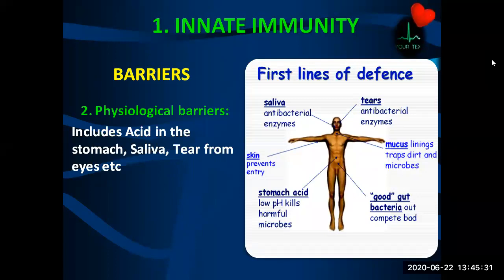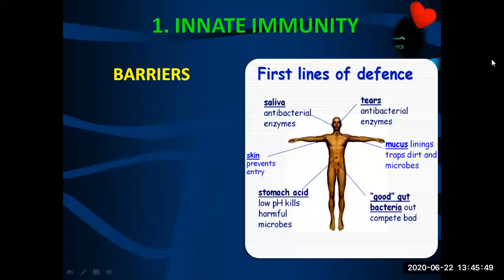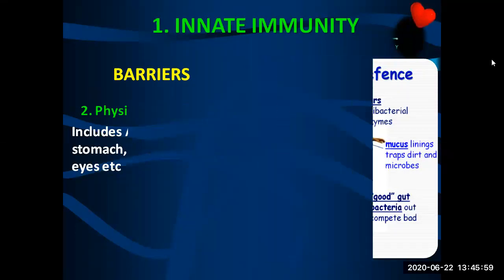Then the physiological barriers, like acid in the stomach, saliva, and tears. They have lysozyme, an antibacterial enzyme which dissolves the bacterial cell wall, in both saliva and tears. Did you see this? All these are said to be the first line of defense: skin, saliva, tears, stomach acid, and the good bacteria.